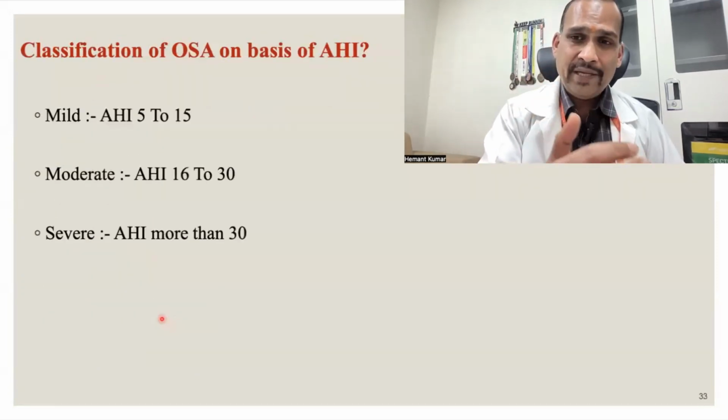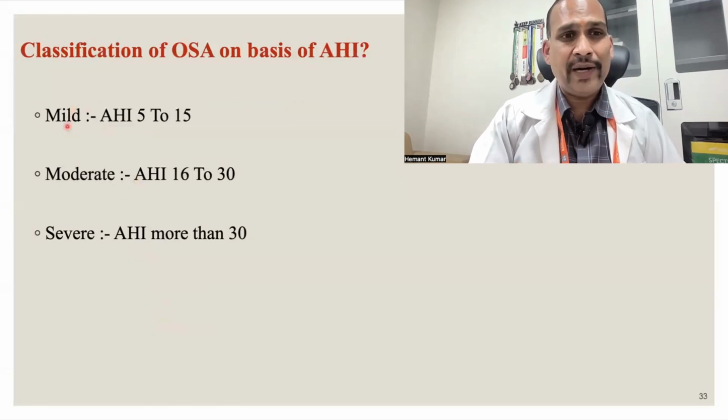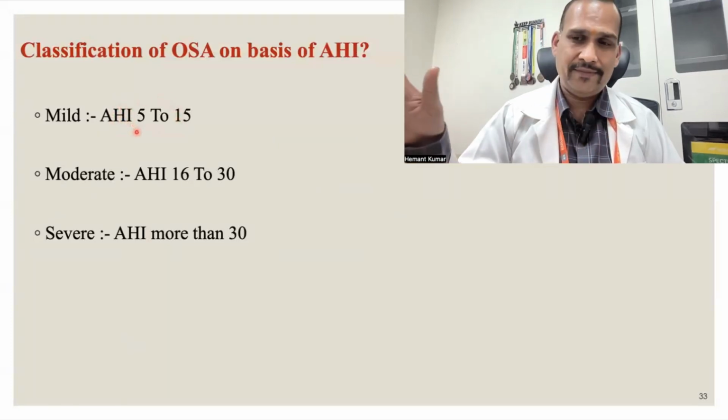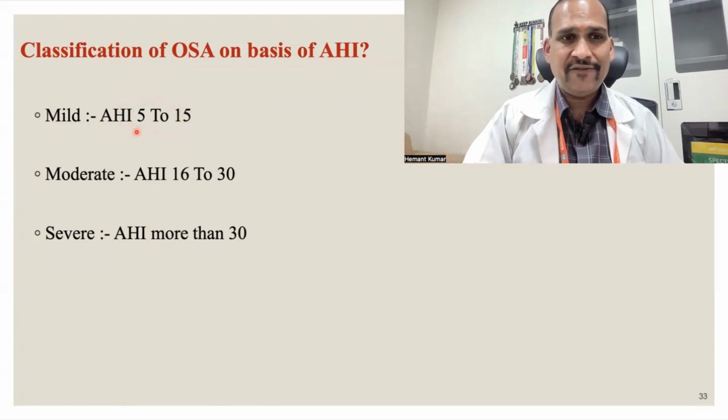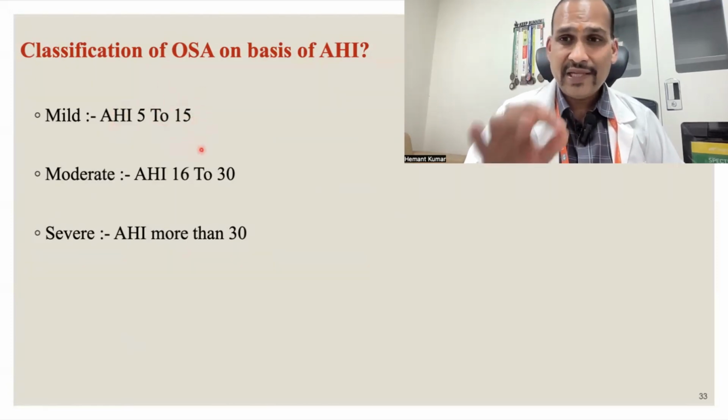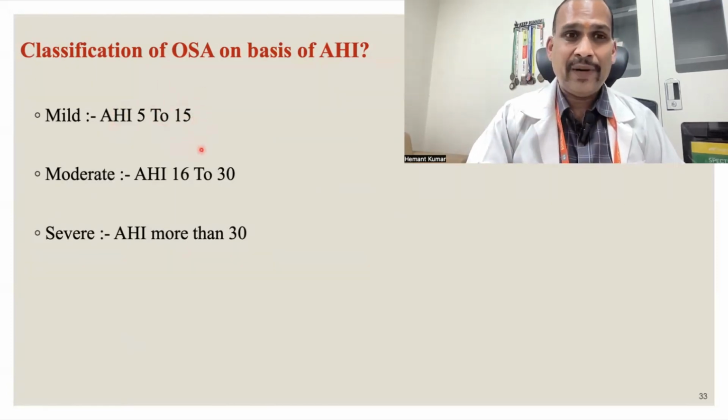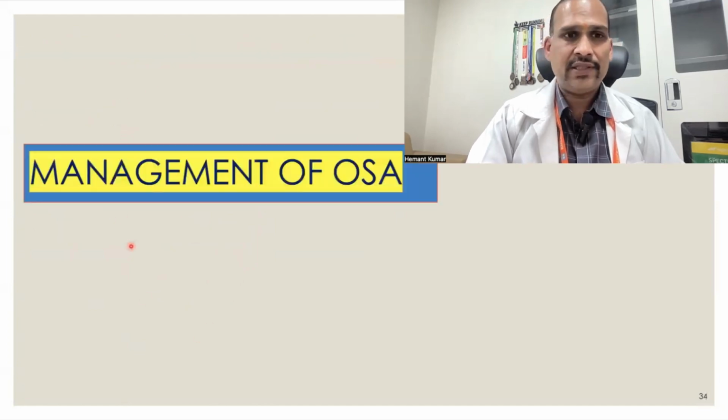Based on apnea and hypopnea, OSA is divided into mild, moderate, and severe. AHI is the apnea hypopnea index. In 1 hour, how many times does the patient have apnea plus hypopnea? If it is less than 5, that is normal. A normal person can have an AHI of less than 5. If it is 5 to 15, meaning in 1 hour the patient has up to 15 episodes of apnea plus hypopnea, that is mild OSA. Moderate OSA is 16 to 30. Severe is more than 30. So this is the classification: mild, moderate, severe.